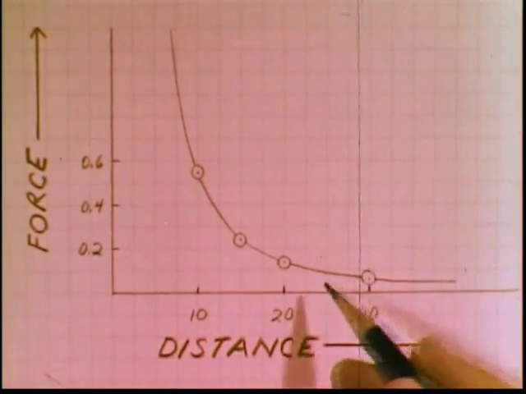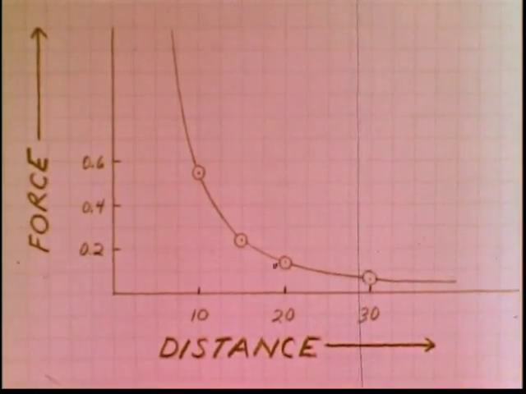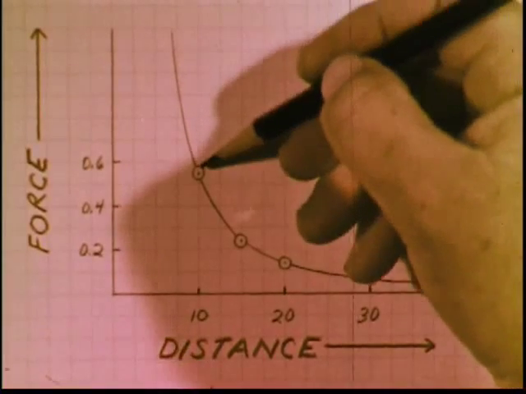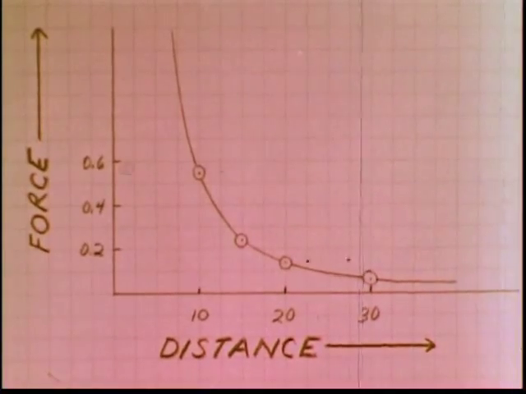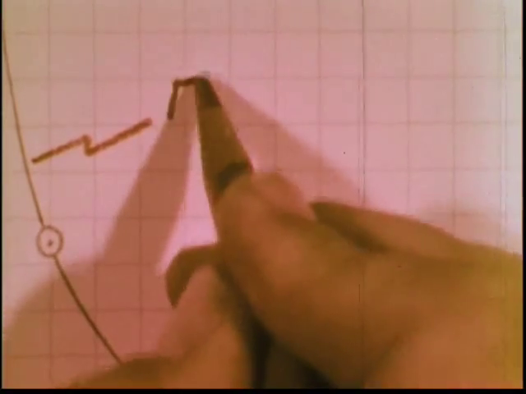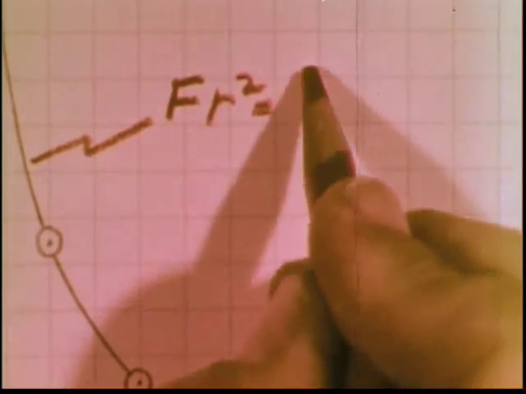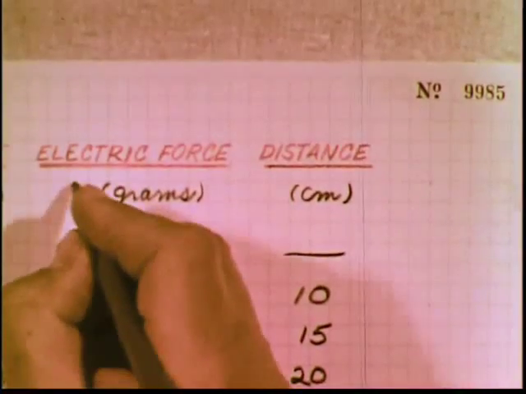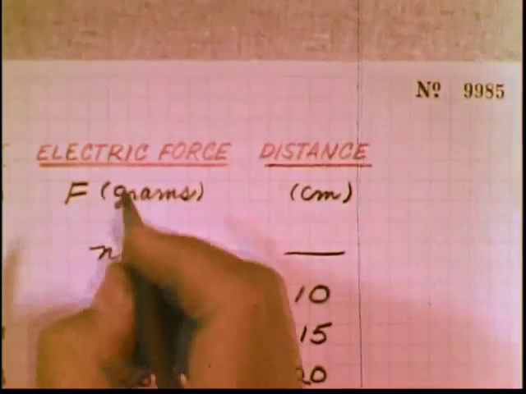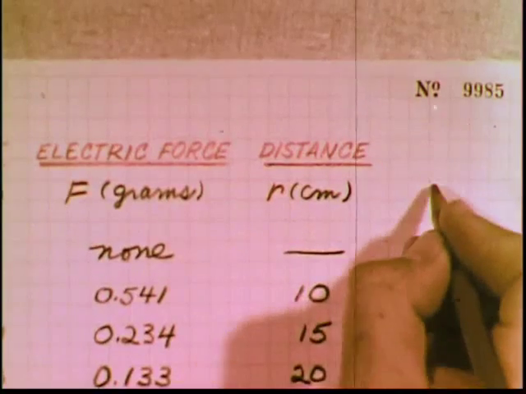Data for other distances will give additional points lying on the curve. As the distance of separation between charges increases, the force decreases. The equation for a curve of this type is F times r squared equals K, a constant. F is the electric force. R is the distance between the centers of the spheres.